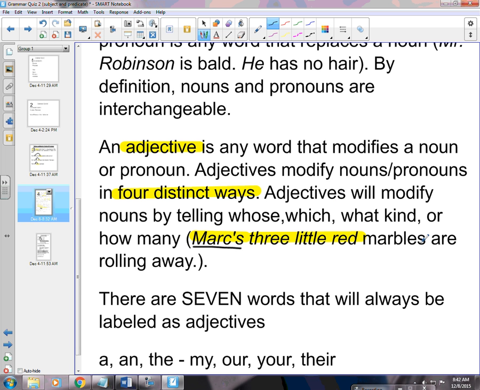The subject of the sentence is the marbles. Okay, so when we look at red, what does that tell us about the word marbles, or how does it modify marbles? Well, it's telling us what kind of marbles. Red marbles. When we talk about little, again, we can either be talking about what kind or maybe which marbles, the little marbles. Three tells us how many marbles, also modifying the word marbles. And in this case, Mark is telling us whose marbles. So rather than Mark being a noun in this sentence, he's actually going to be an adjective.